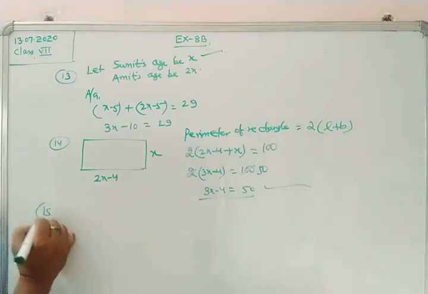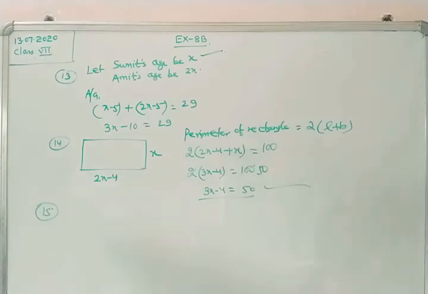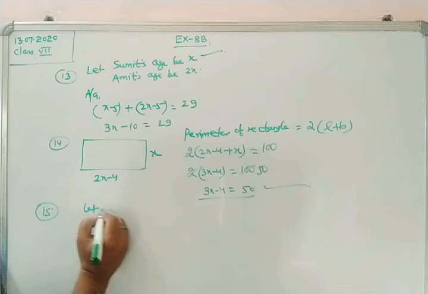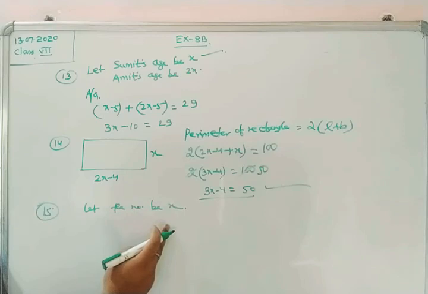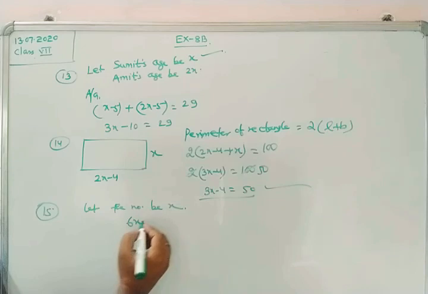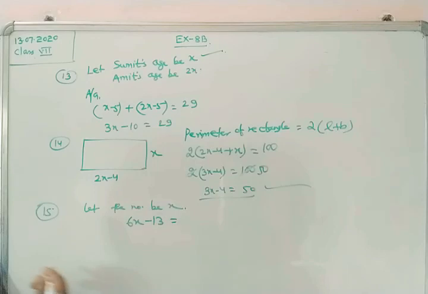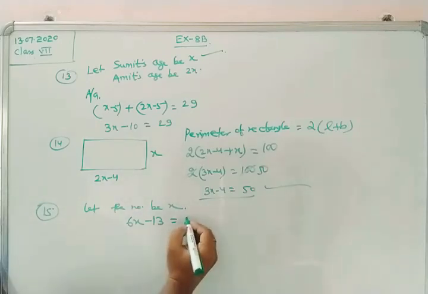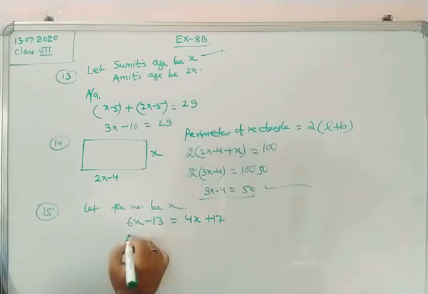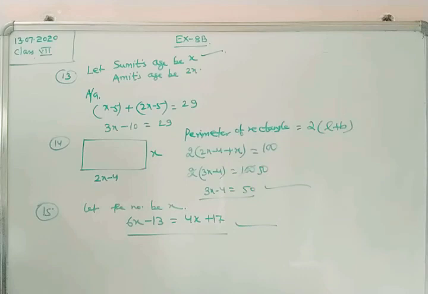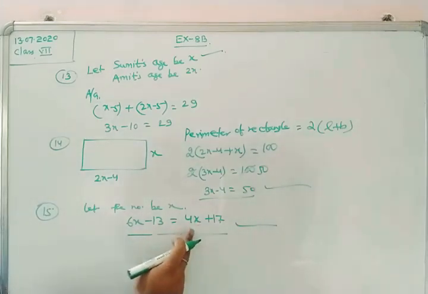Now the last question, students, question number 15. Find the number when it is multiplied by 6. First of all, let the number be x. Now this number is getting multiplied by 6. So 6x, and 13 is subtracted from it. So 13 subtracted, the result is the same as when it is multiplied by 4. That means 4 into x, and 17 is added, plus 17. So this is your linear equation. I hope you can solve this one.